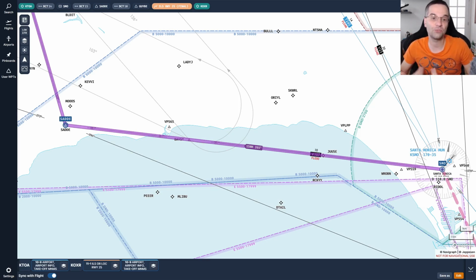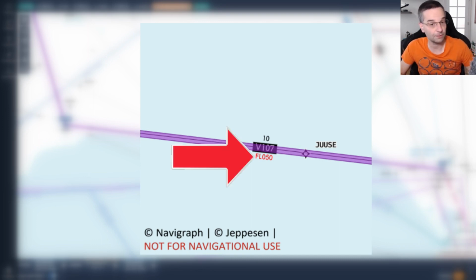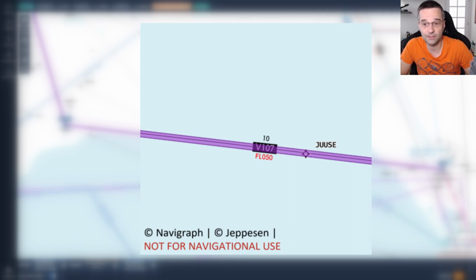Every airway has a few things in common though that you're going to see on every chart. Most notably, it's going to have a name on a black background, so this one is called V107, and below that we've got the minimum altitude in flight levels that we need to fly at when we're on that airway. This one says flight level 050, which means that we need to be at a minimum of 5,000 feet.